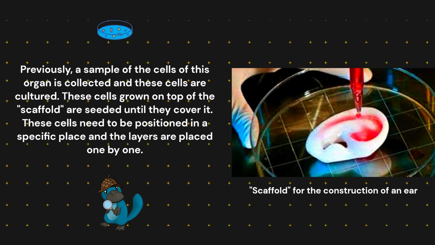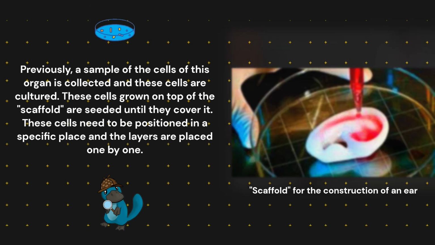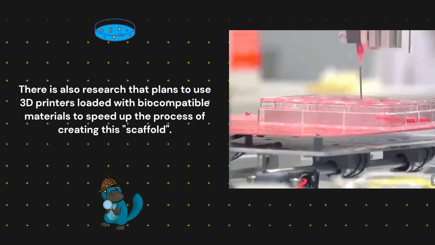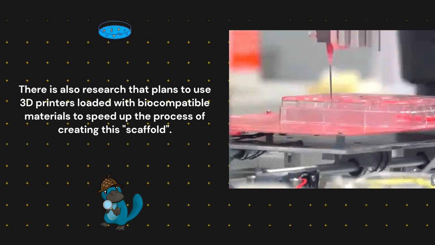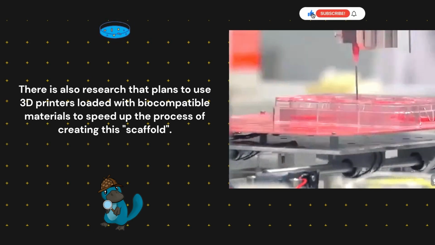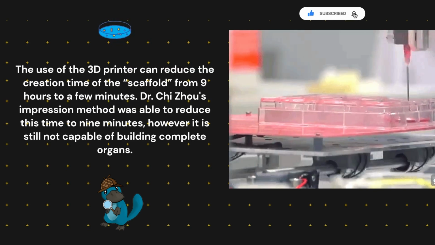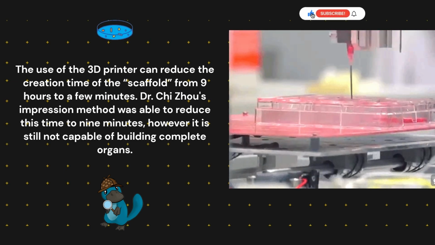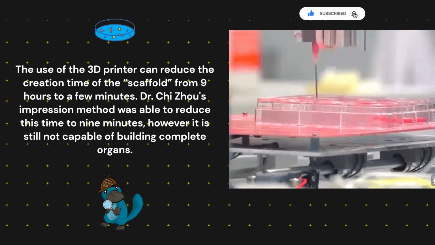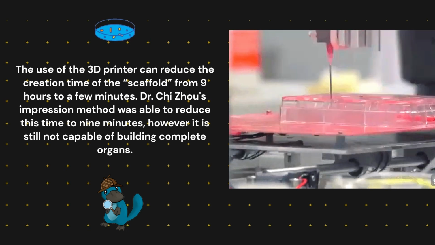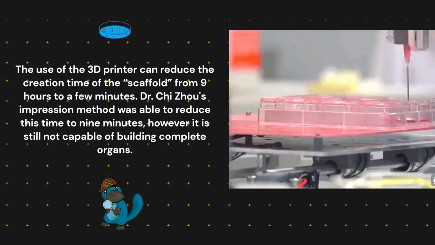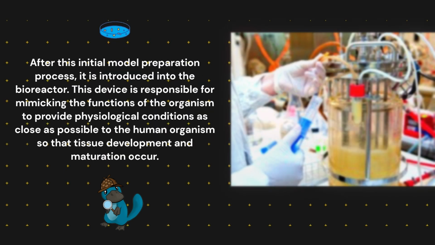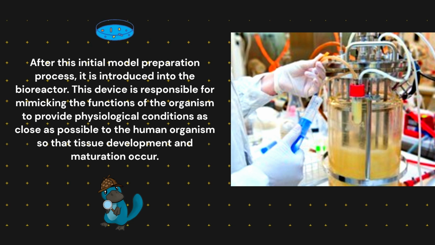These cells grown on top of the scaffold are seeded until they cover it. These cells need to be positioned in a specific place and the layers are placed one by one. There is also research that plans to use 3D printers loaded with biocompatible materials to speed up the process of creating this scaffold. The use of the 3D printer can reduce the creation time of the scaffold from 9 hours to a few minutes. Dr. Chijo's impression method was able to reduce this time to 9 minutes, however, it is still not capable of building complete organs.